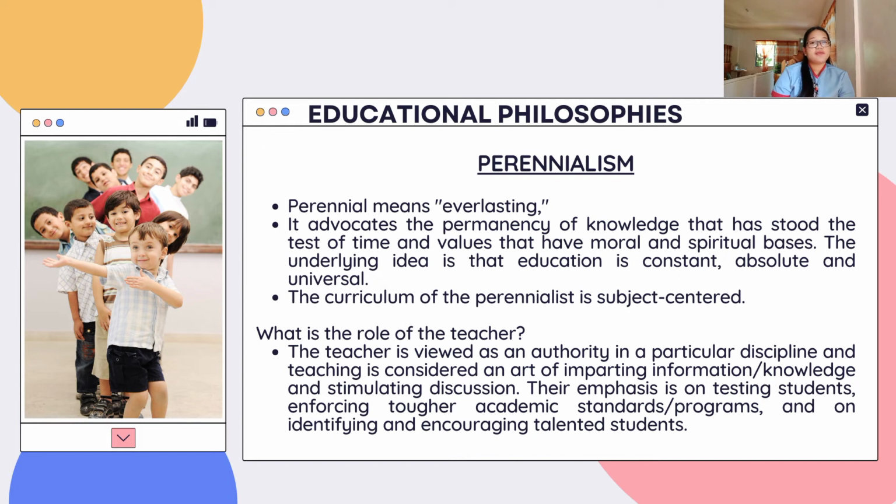In such a scheme of things, students are regarded as immature as they lack the judgment required to determine what should be studied, and also their interests demand little attention as far as curriculum development is concerned. The emphasis is on testing students, enforcing tougher academic standards or programs, and on identifying and encouraging talented students.